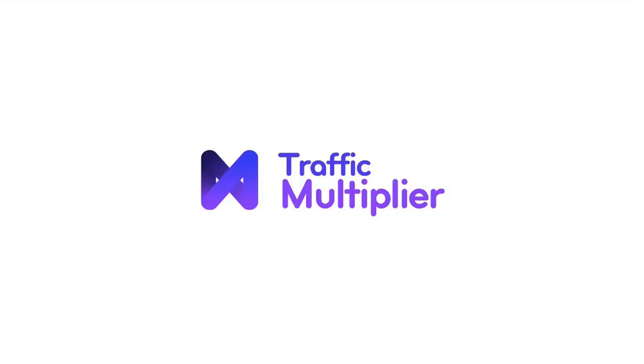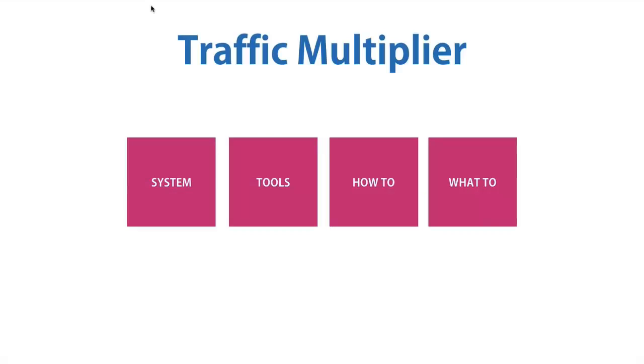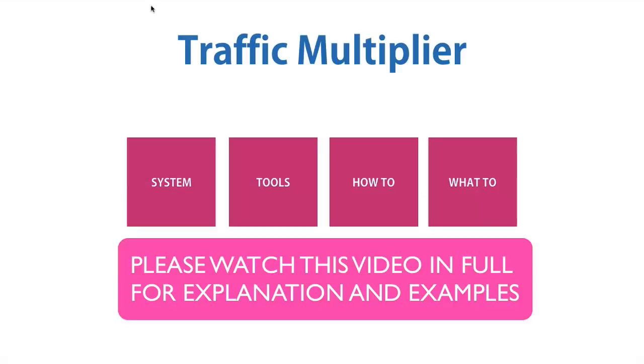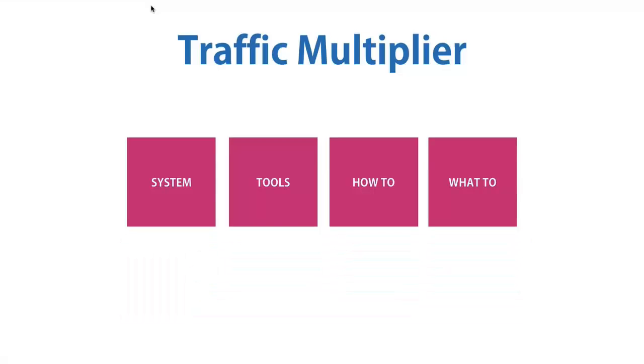So let's get going. What is the Traffic Multiplier? Essentially, it's a method of maximizing the traffic that you get, because that's limited, and if you send it to the wrong place and you don't maximize it, it can be lost forever. You want to maximize it and utilize it to the best of your capabilities. So this is exactly what the system is all about, and we're going to show you the system.